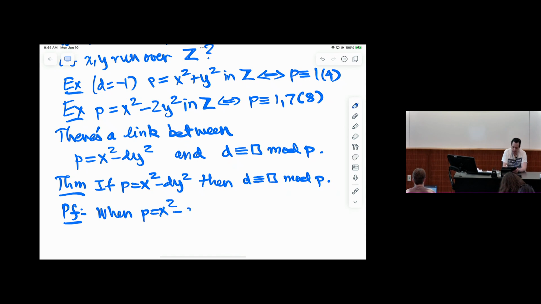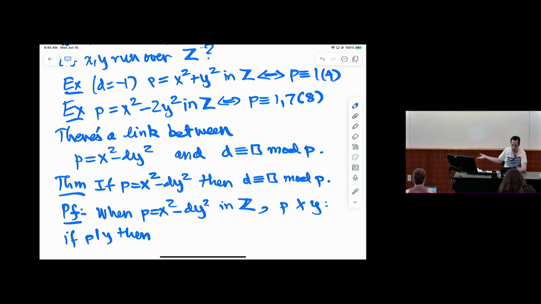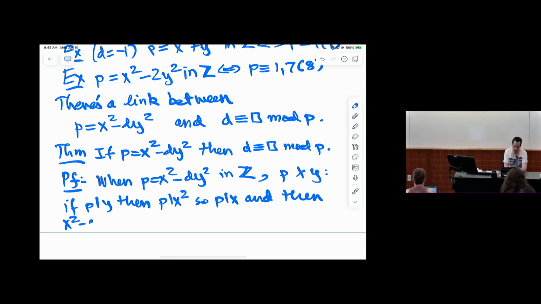When p is x squared minus dy squared, in the integers, meaning x and y are integers, p does not divide y. Because if p did divide y, the left side is divisible by p, and then the second term on the right is divisible by p. So then it has to divide the other term, x, but then on the right side, x squared minus dy squared is divisible by p squared. And that's a contradiction since the left side is just p alone to the first power. So p cannot divide y.